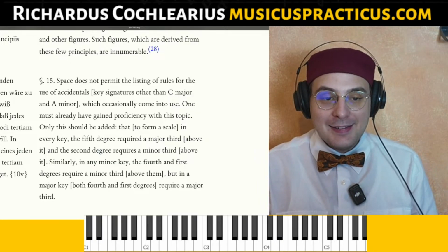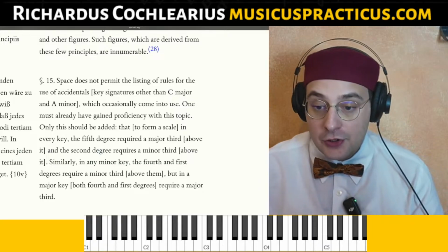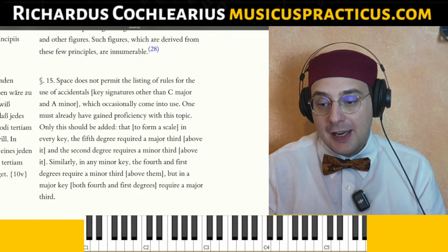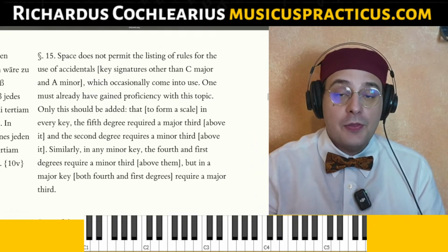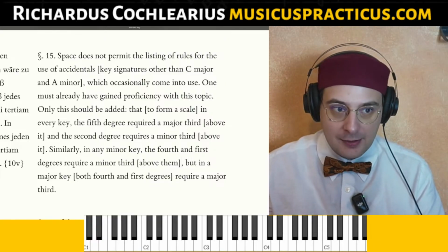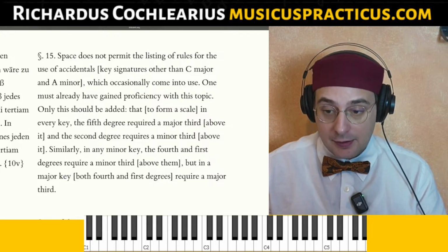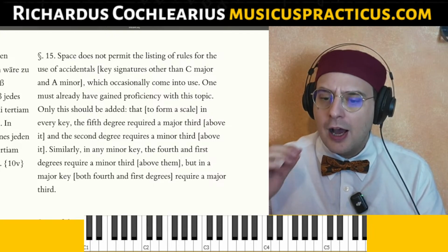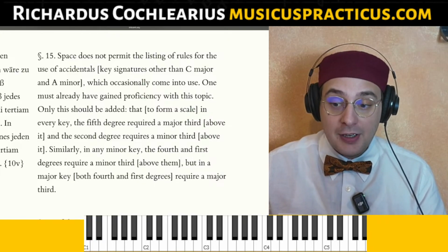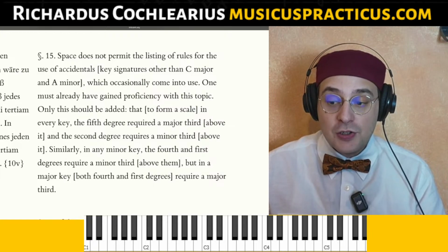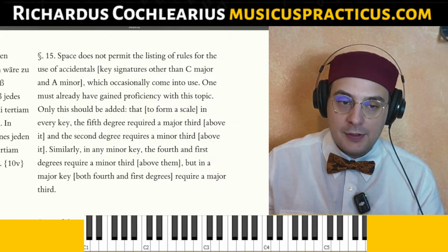Space does not permit the listing of rules for the use of accidentals, key signatures other than C major and A minor, which occasionally come into use. One must already have gained proficiency with this topic, so basically practicing basso continuo. Only this should be added, that to form a scale in every key, the fifth degree requires a major third above it, and the second degree requires a minor third above it.